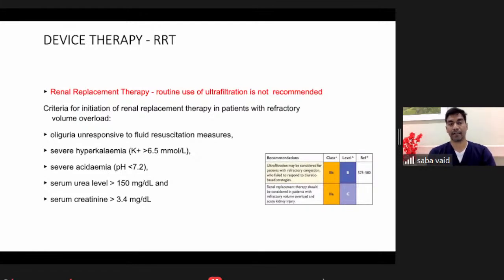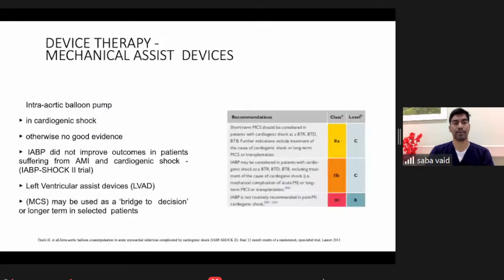The indications are standard. There is no routine use of ultrafiltration. The standard reasons are to decrease the fluid overload when there is a diuretic resistance, severe hyperkalemia, severe metabolic acidosis because of the renal failure, uremic encephalopathy, uremic acidosis, and a creatinine value. Usually creatinine value is not a great indicator, but the other ones, especially fluid, hyperkalemia, acidosis, and urea, these are indications for renal replacement therapy. And these are standard indications anyway, even without an acute heart failure problem.